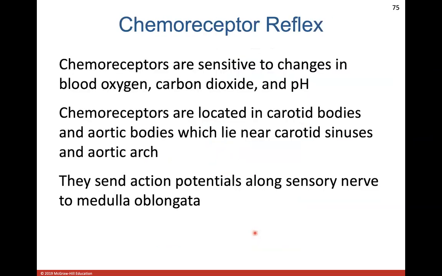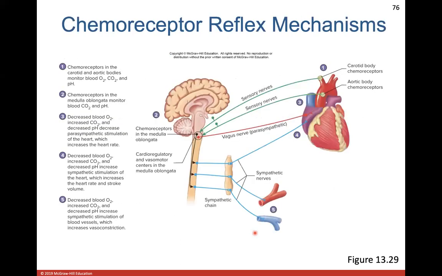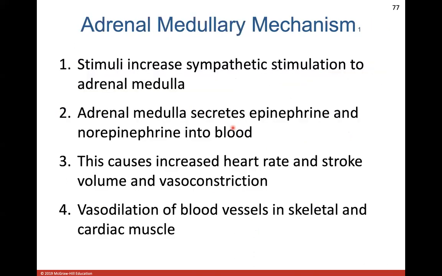The chemoreceptor reflex: chemoreceptors are sensitive to changes in chemicals like blood oxygen, carbon dioxide, and pH. These chemoreceptors are located in carotid bodies and aortic bodies, which lie near your carotid sinus and the aortic arch, much in the same location where your baroreceptors were located. They send an action potential along a sensory nerve to the medulla oblongata, where there's an appropriate response then to any kind of change or misalignment of blood oxygen levels, carbon dioxide levels, or pH levels.